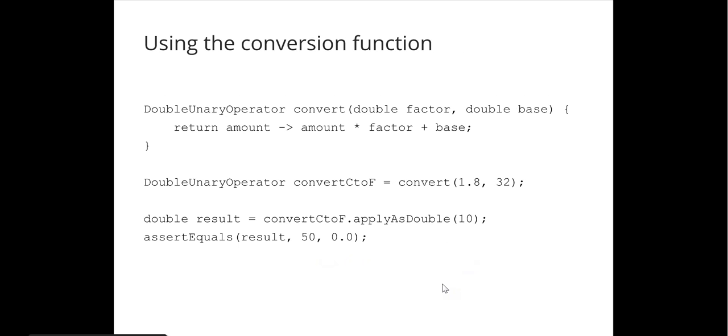Now, this means that we can build functions just from these input values. We've got our convert function, and we pass in 1.8 as the factor and 32 as the base for our temperature conversions, and we get back our DoubleUnaryOperator, convertCelsiusToFahrenheit. We call applyAsDouble on 10, and we get our result back again. So we're able to reuse this function in multiple places in our code.